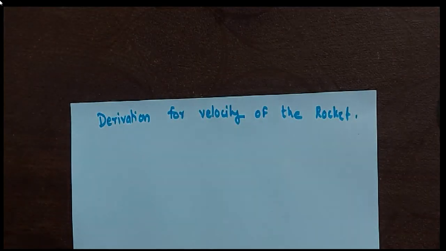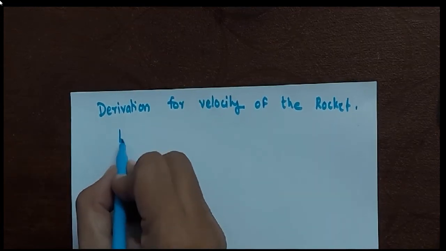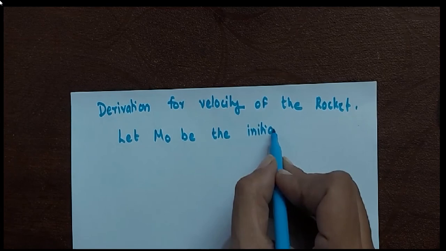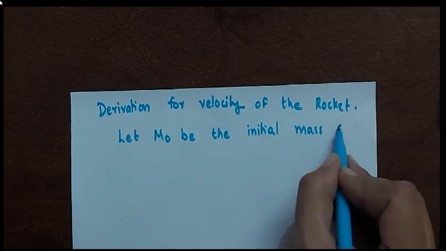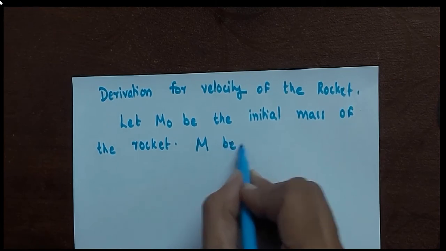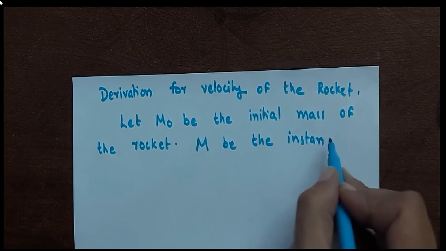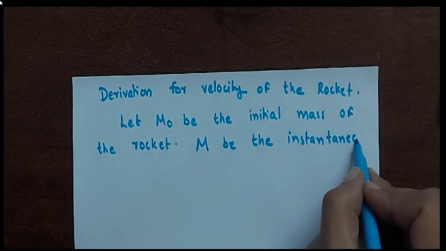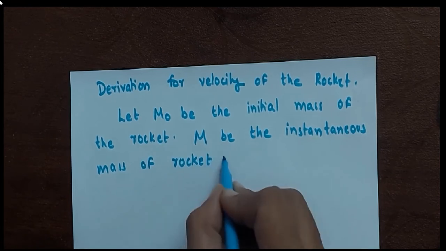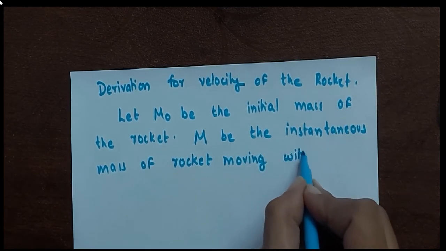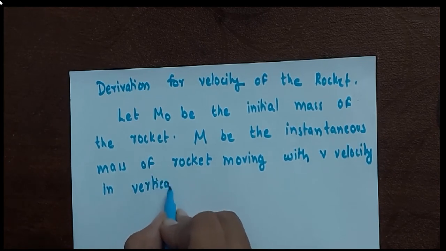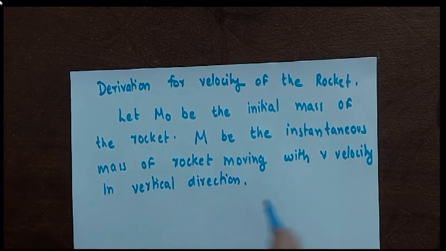Now we are moving towards the derivation for the velocity of the rocket. For that, let capital M0 be the initial mass of the rocket, and capital M be the instantaneous mass of the rocket moving with velocity v in the vertical direction. M0 is the initial mass of the rocket.